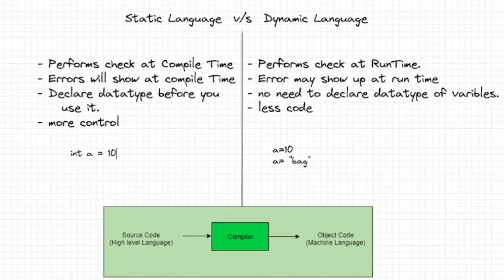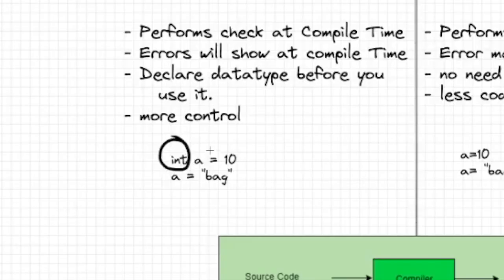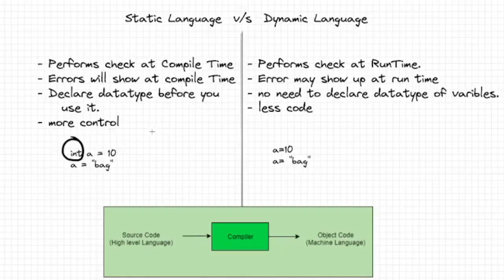First it was holding an integer, but in static languages, once we have told that a will contain only an integer, then it should only contain an integer. If we reassign a as bag or any bunch of letters, this will give an error. So this is how errors are shown at compile time. We declare the data type before we use it, as you saw here, int. Before we assign a is equal to 10, we're already declaring that we are going to store only an integer. We're not going to store any other thing. So this is how static languages work, and we have more control. In prior only we are telling that only an integer should come, no other string or decimal. So here we'll have more control.